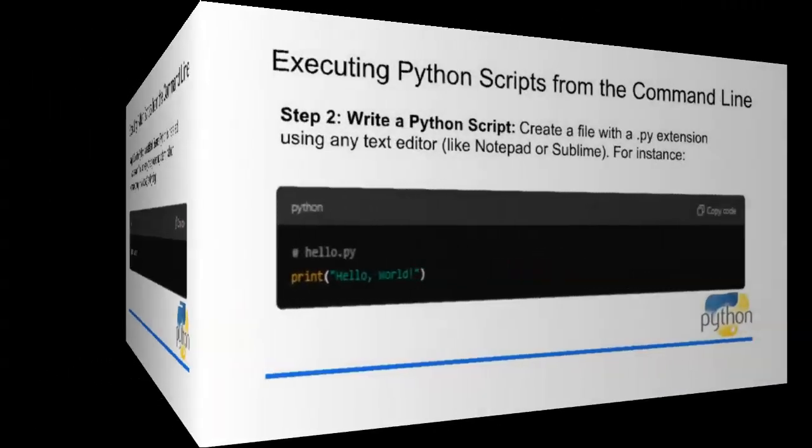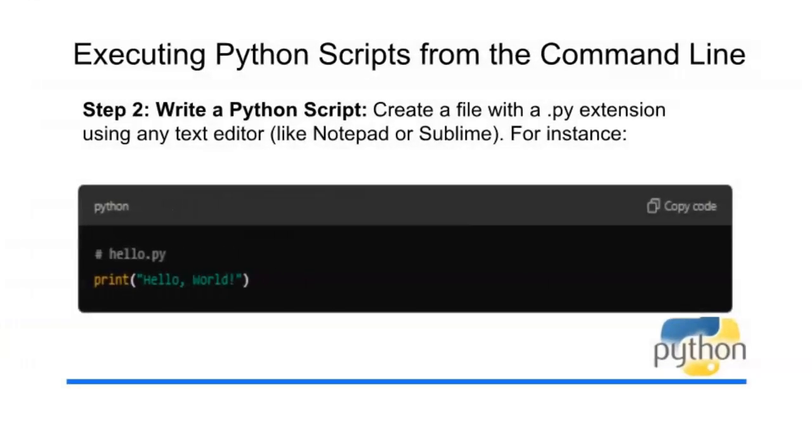To write a Python script using a text editor, follow these steps. Step 1. Open a simple text editor like Notepad for Windows or TextEdit for macOS. Step 2. In the editor, start by writing your Python code. For example, write print hello world wrapped in double quotes and enclosed in parentheses. Step 3. Save the file with the Python extension, for example, hello.py. Save the script as all files in an easily accessible location.